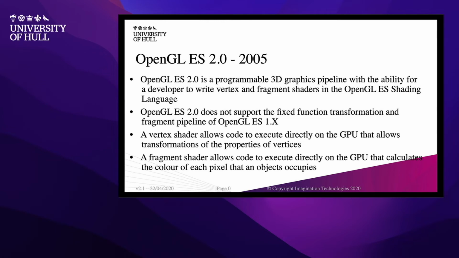As we will be looking at in detail, I've already mentioned this, the vertex shader allows us to manipulate all the triangles, the properties of vertices in our environment, and the fragment shader will take the output of the vertex shader, and it basically calculates the color of each of the pixels that the object occupies.